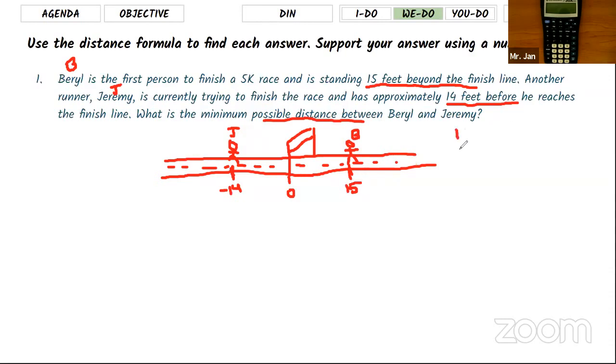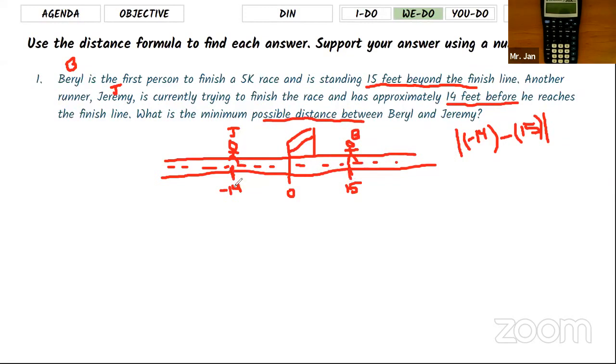To do that, we're going to use the formula. We're going to subtract negative 14 with 15. And if you use your calculator, what do you think the distance would be between these two persons? Do we just comment what we think the answer is? My question is, what do you think the distance is between these two persons?